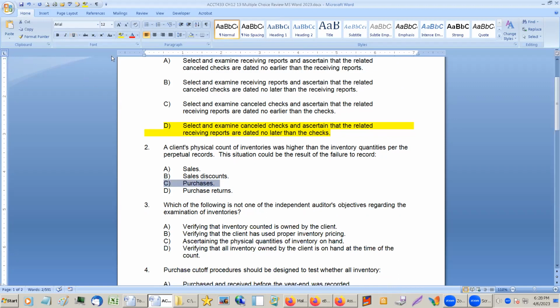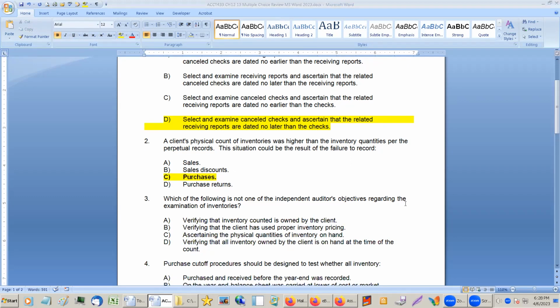See purchases. If you record the purchases, then the inventory would look higher than it really was.